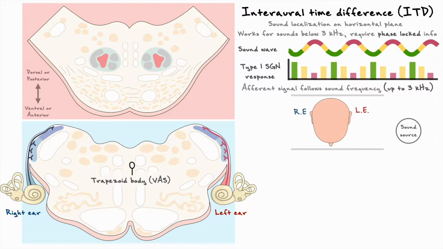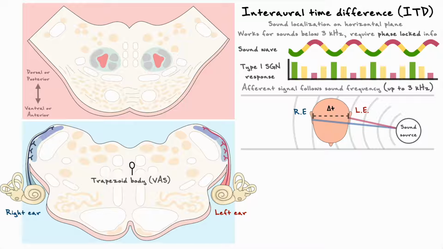Now, if we consider a small diagram of the head and a sound source, what ITD truly represents is the difference in time between sound coming from the ear nearest to the sound source, so in this instance the left ear, versus the ear furthest from the sound source, here the right ear. As you can imagine, if the brain is able to compare and decipher that sound arrives at the left ear first in this instance, then it will be able to know that the sound source is on the left of the head.